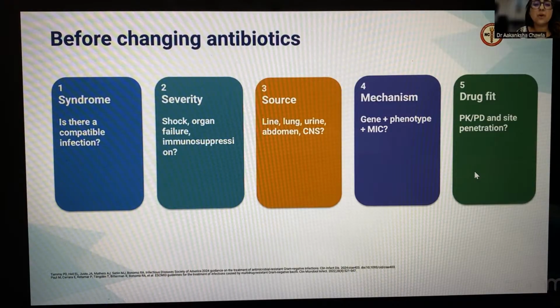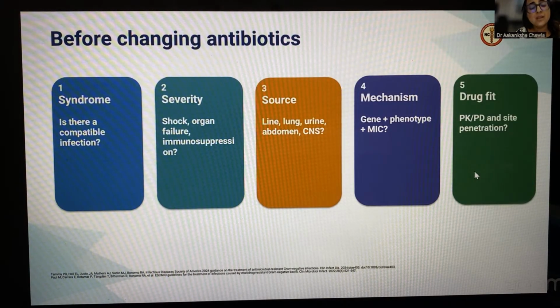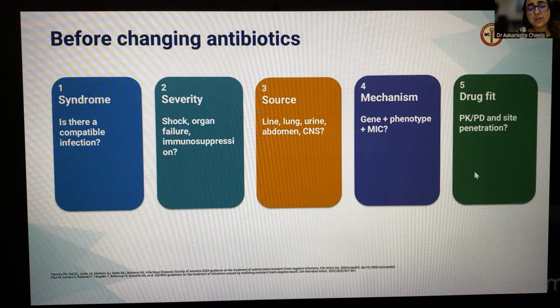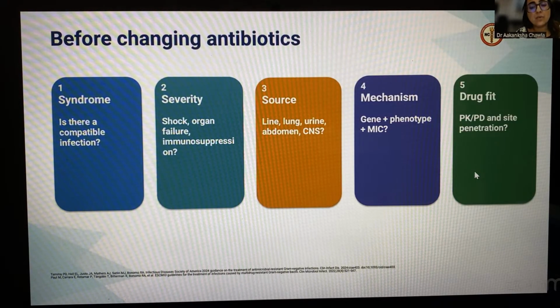Are you dealing with an immunocompromised host? Did you achieve source control? Did you remove that infected line? Then the underlying mechanism, the MIC of the drug that you chose. And if you have chosen a particular drug, does it penetrate the site of your infection? Or have you just chosen it based on the AST report that was given to you? Because all this will actually determine your response to treatment.